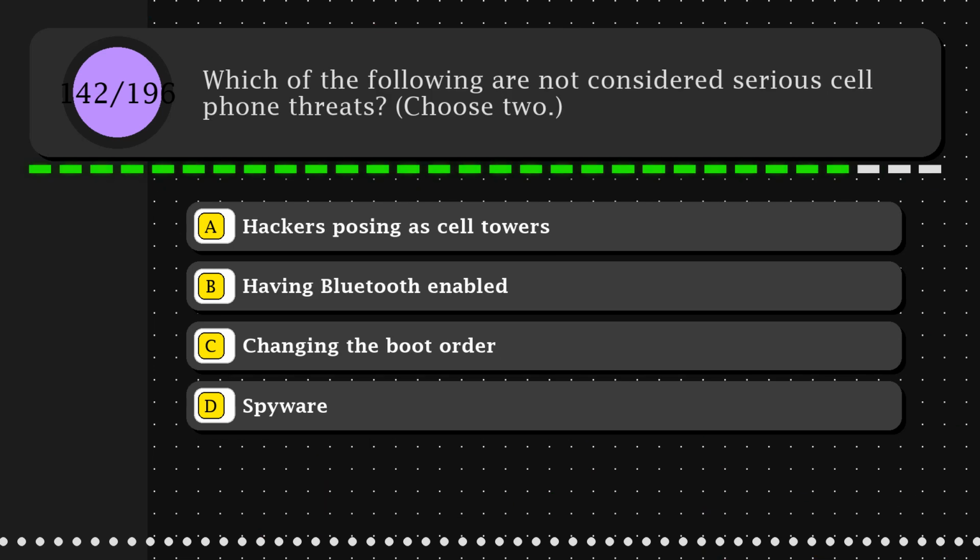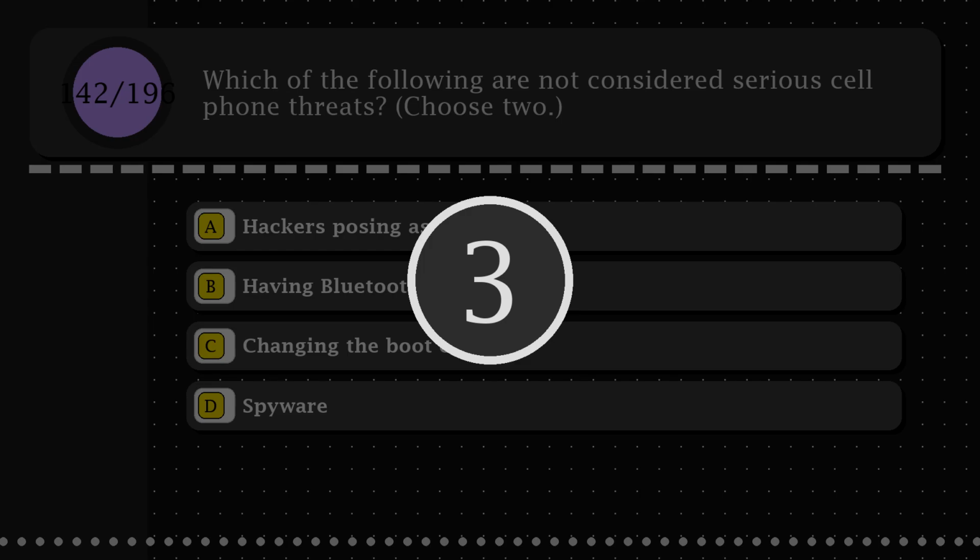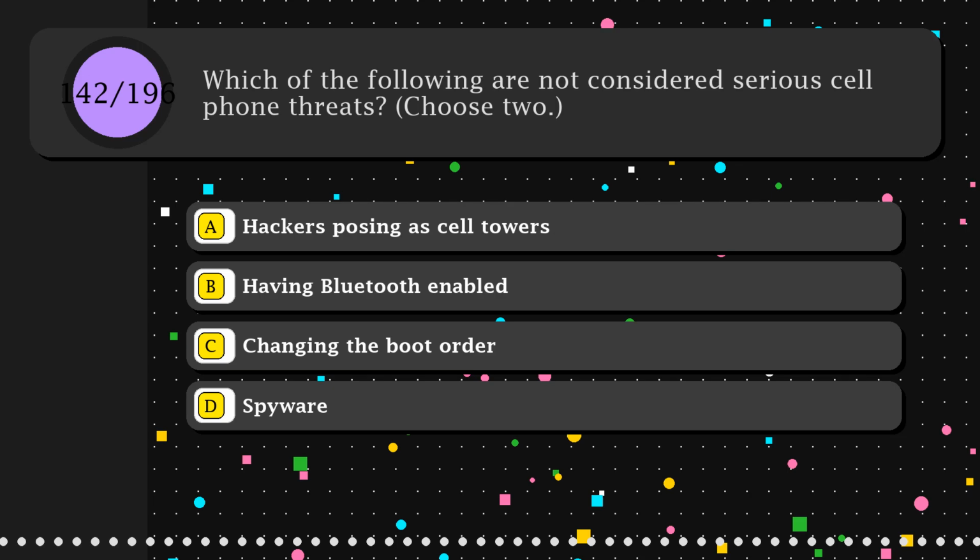Question 142. Which of the following are not considered serious cell phone threats? Choose 2. Option A, hackers posing as cell towers. Option B, having Bluetooth enabled. Option C, changing the boot order. Option D, spyware. The correct answer is option B, C.